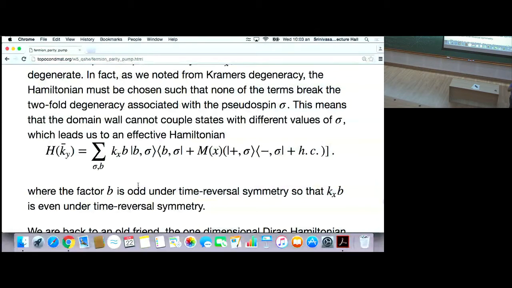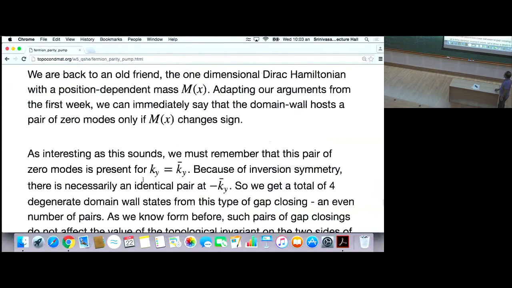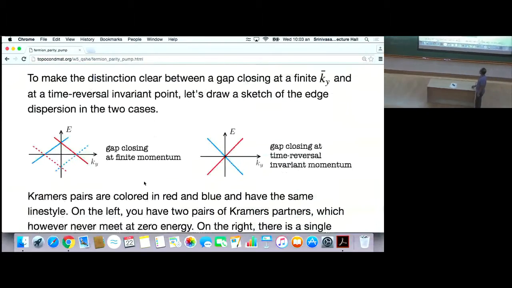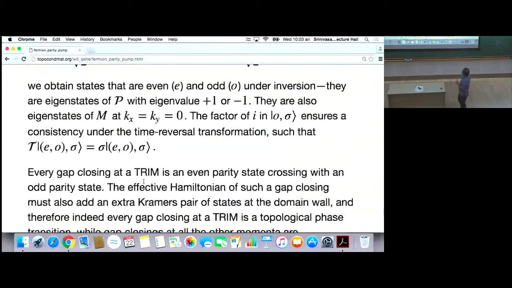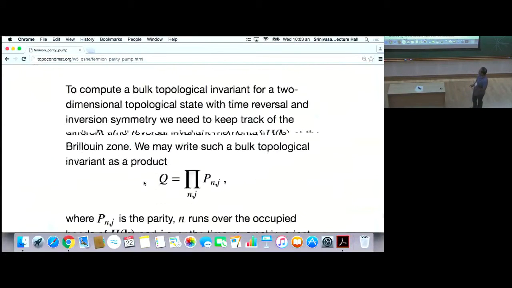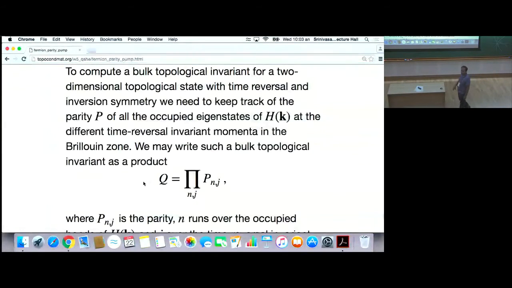Okay, any more questions about this point? So this was the beautiful realization of Fu and Kane, that if you have inversion symmetry, you have this nice compact form for the topological invariant that depends on the band structure of only the time reversal invariant points. You don't need the whole band structure. You just need to make sure that you get band inversion.